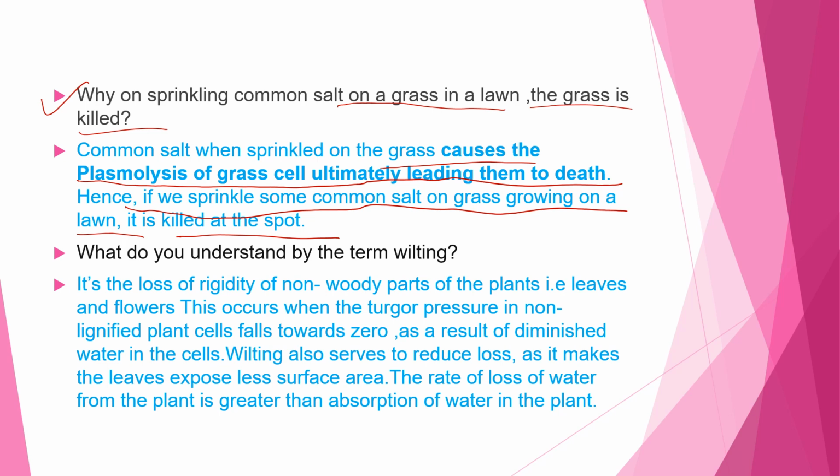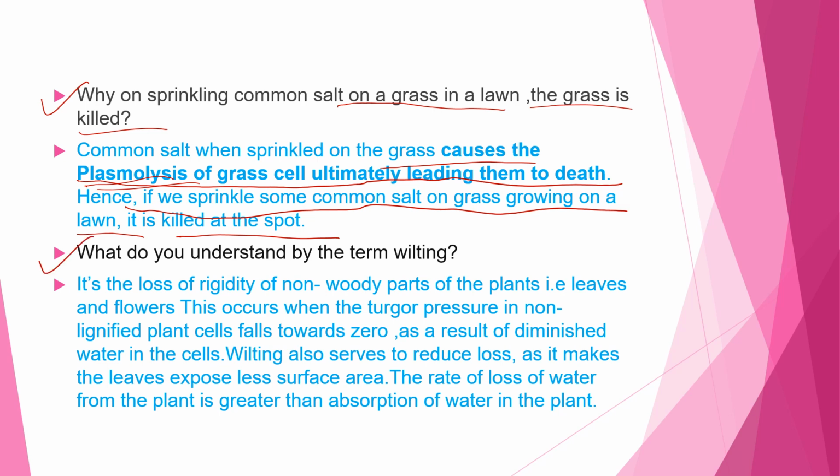What is plasmolysis? We all know it is the shrinkage of the cytoplasm of the cell from its cell wall when placed in a hypertonic solution. So this is what is happening to the grass here. As salt is sprinkled on the grass, plasmolysis of the cells happens and it leads to death. So if you want, you can explain this plasmolysis process also, and why the grass on the lawn is killed at the spot.